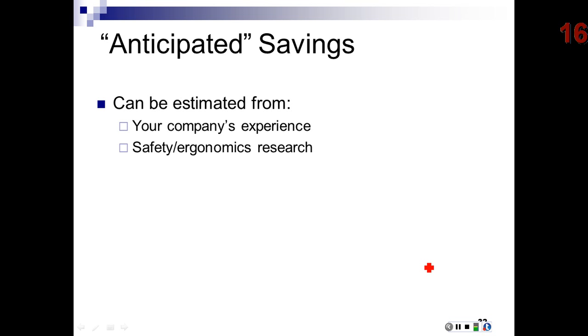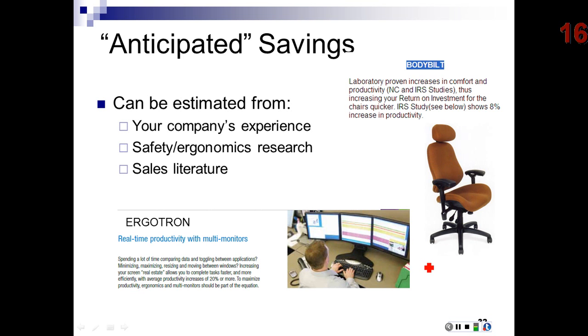You can use ergonomic safety research, which will be my next slide. You can use sales literature, and I would say use sales literature with caution. But some of the sales literature will have tested this. They've either paid for studies or had independent researchers run some studies. For example, this Ergotron multi-monitor says that it will increase productivity by 20%. So if you install it, you'll see more productivity. This BodyBilt chair said that if you use their chairs, you'll have an 8% increase in productivity. Okay, so anticipated savings you can get from these sources.